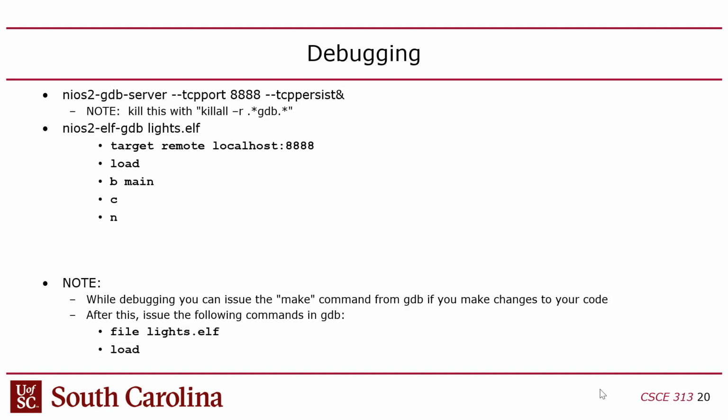The problem is it's a little complicated to set up. You have to run the GDB server. You have to pick a port, put it in the background, and then when you launch the debugger, you don't just run GDB, you run Nios2 elf GDB with the elf file. The reason you specify the elf file is that it pulls the debug symbols out of that file, so you get the code and the variable names and all that stuff. And then you type target remote localhost with the port number. That'll connect to the debug server.